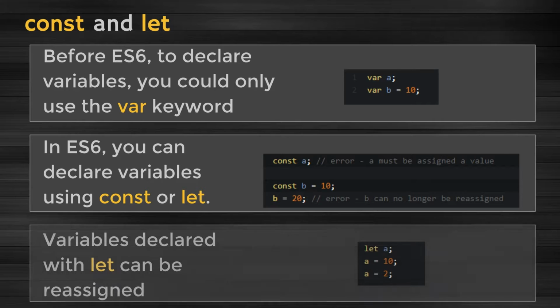Variables declared with let can be reassigned. So if we say let a, it works as we have with var a here. And then I can assign a value of 10 or 2 or something else. But the difference between var and let is the scope.